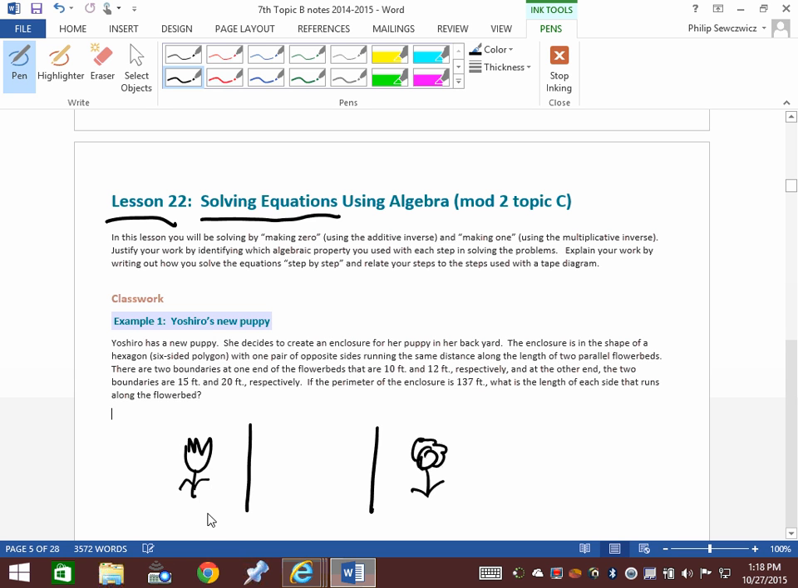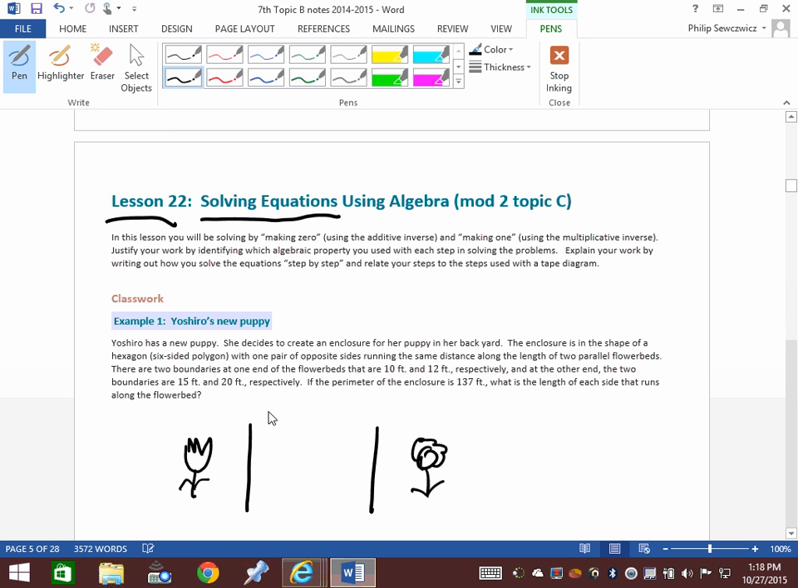All right, so we've got our hexagon. It's running along the two sides there. The two boundaries at the end of the flower beds are 10 and 12 inches respectively, and at the other end, the two boundaries are 15 and 20, respectively. If the perimeter of the enclosure is 137 feet, what is the length of each side that runs along the flower bed?